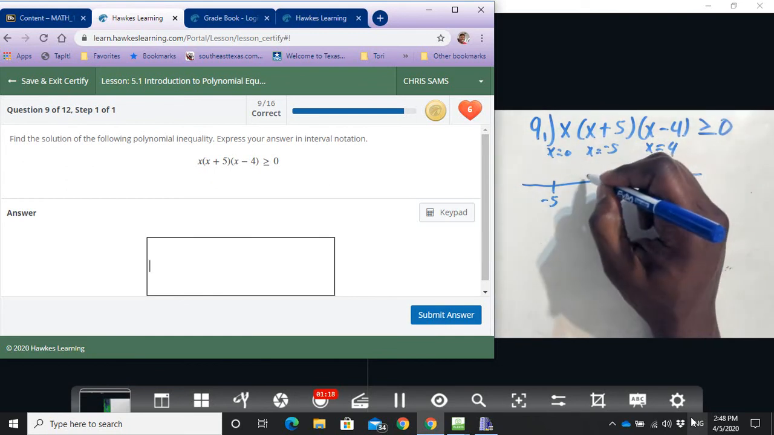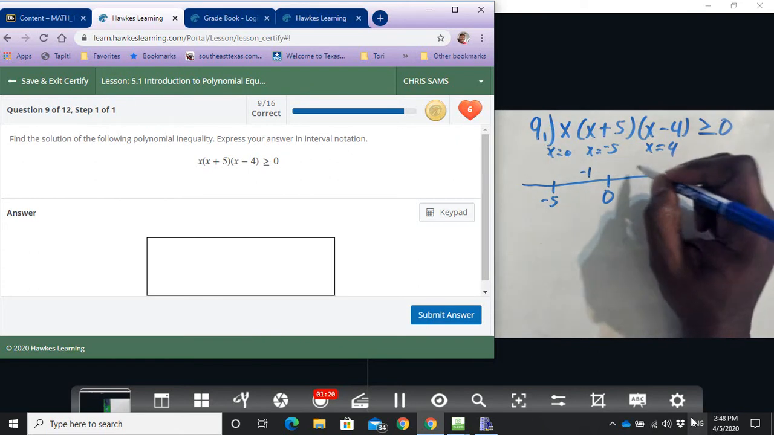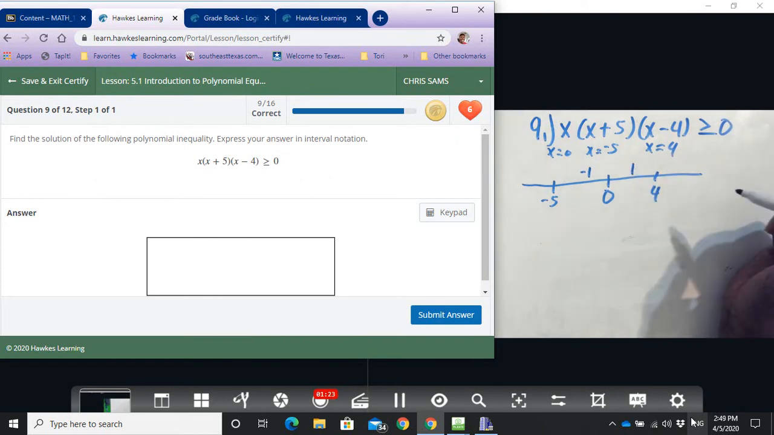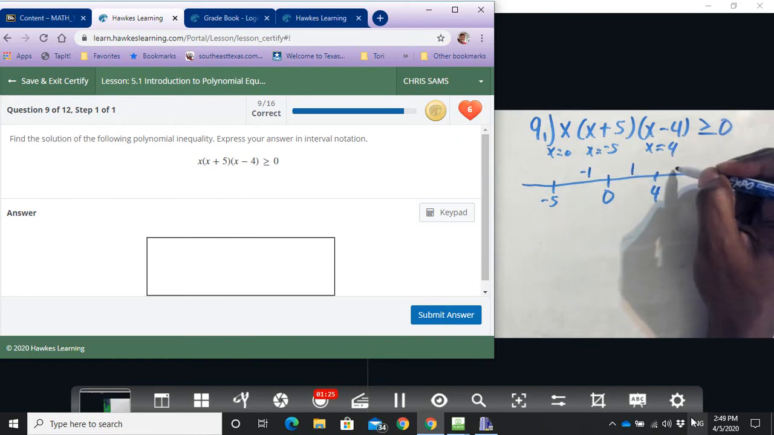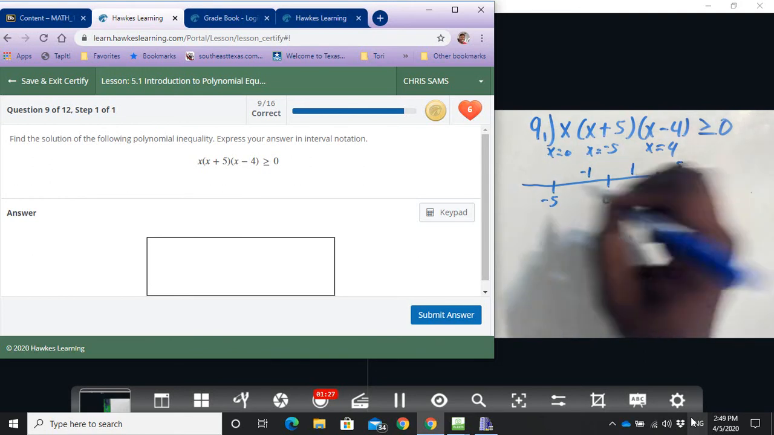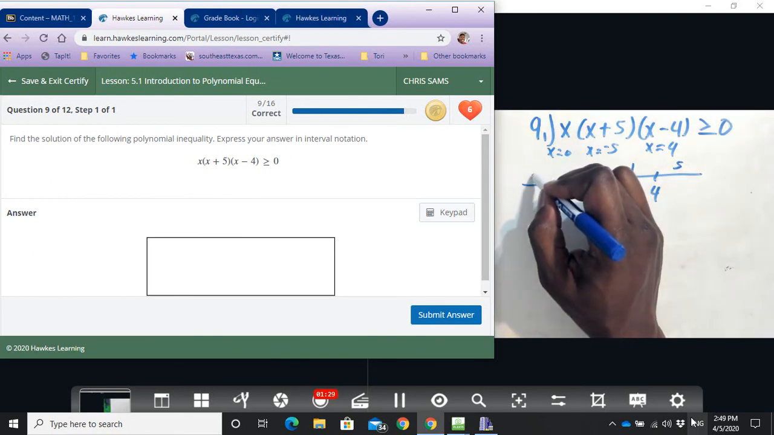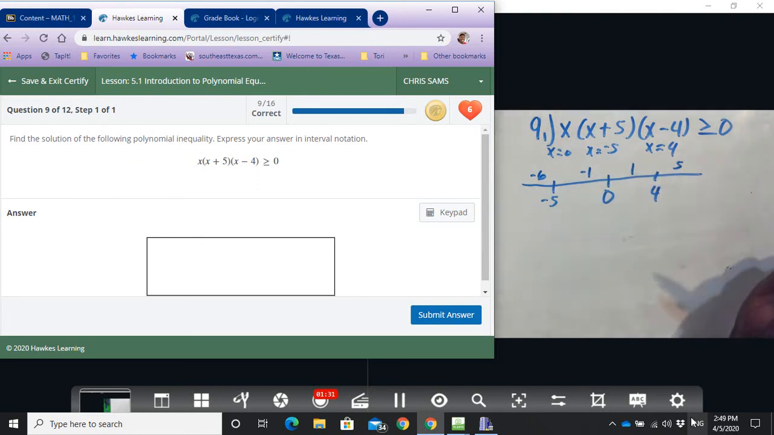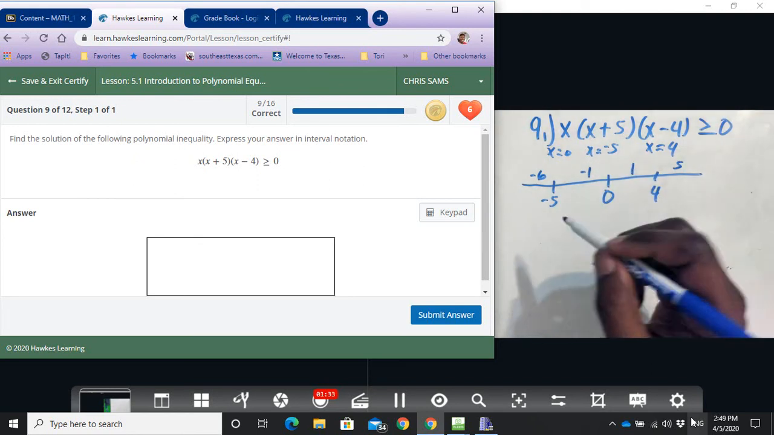So over here I'm going to pick something relatively small, negative 1. In between these, positive 1. Those are really easy to work with. Outside of 4, I'm going to pick 5. And outside of negative 5, I will pick negative 6. Okay, and we'll just do one at a time.